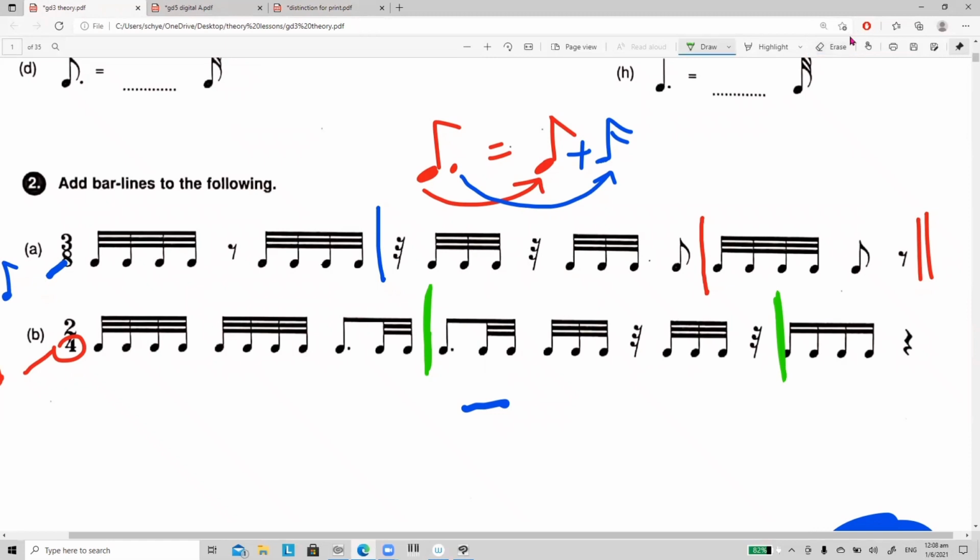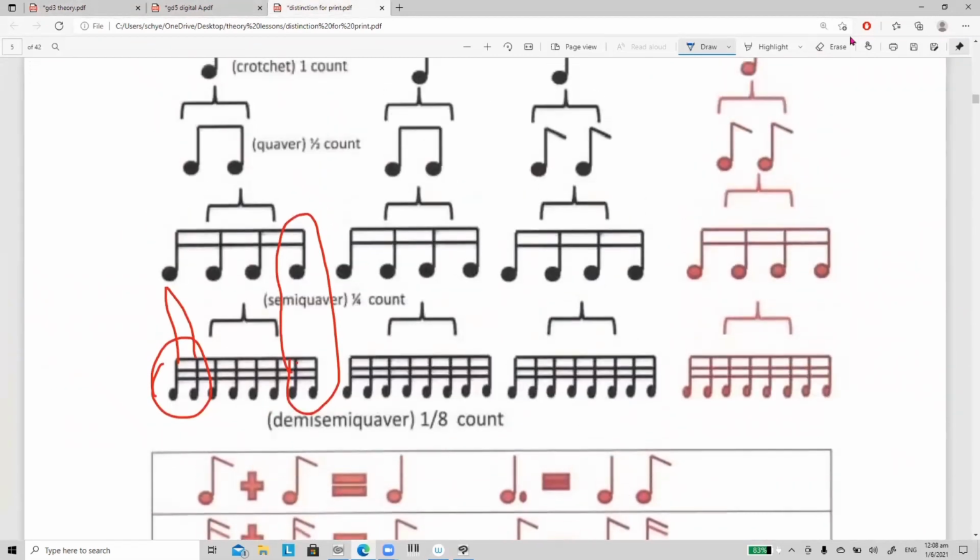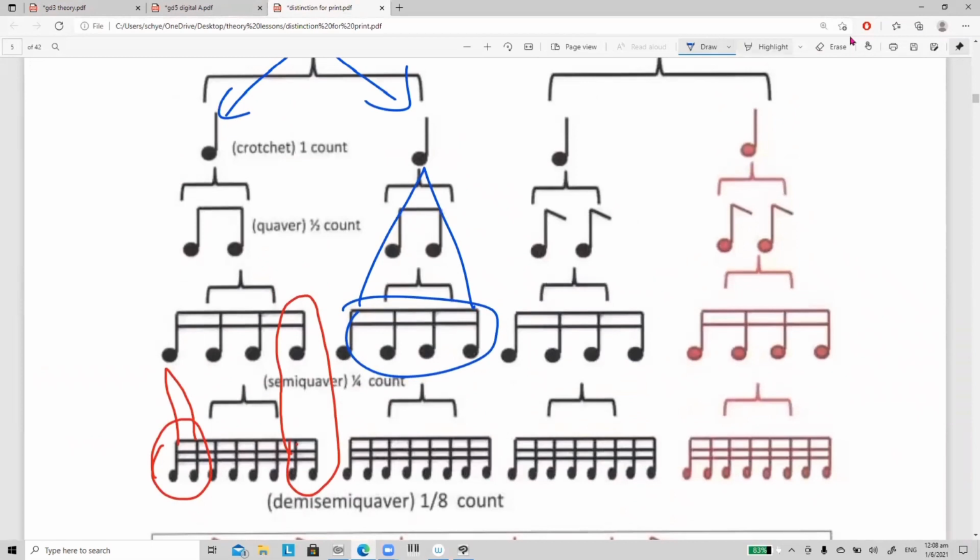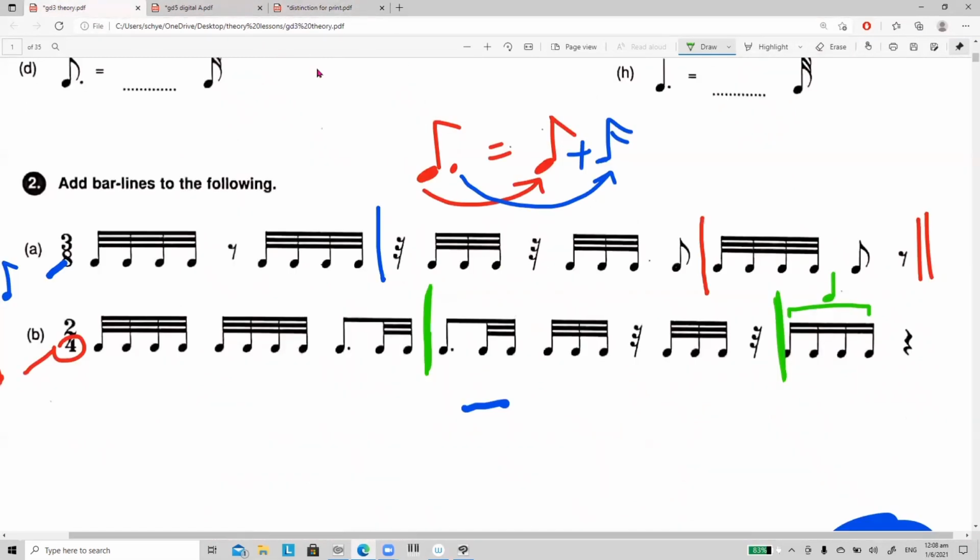So after that, this is 4 quarter. 4 quarter is 1 count. Okay, like what you see just now. This 4 quarter actually belongs to 1 crochet. It's 1 count. So this is 1 count, 2 count, and then bar line. So once you have found the answer, you can erase your working so that your page will look cleaner and neater. Let's move on to higher grade.